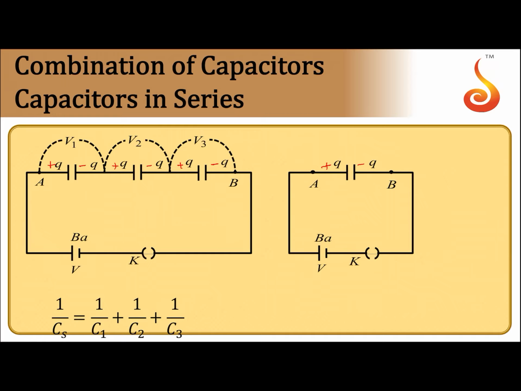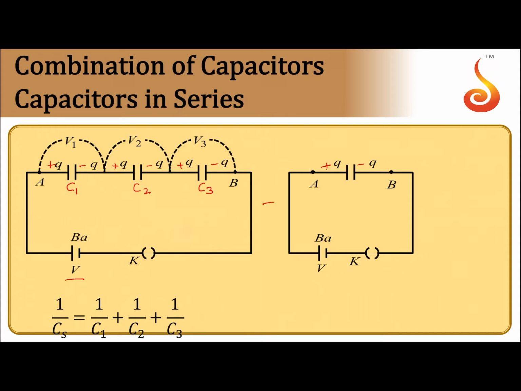Now our intention is to calculate the equivalent capacitance of the combination. When you connect capacitors in series, the potential difference applied by the battery, if it is V, gets divided among the capacitors. Let us say the capacitance of the first one is C1, the second one is C2, the third one is C3. The potential drop across C1 is V1, across C2 is V2, across C3 is V3. So the total potential difference is V.